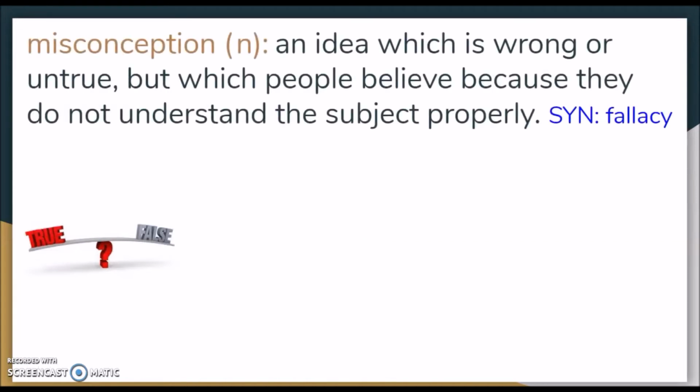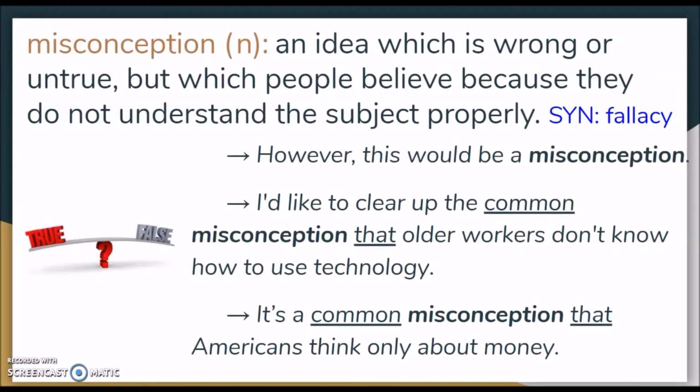Okay, the other word is... it true or false? Misconception. So this is an idea which is wrong or untrue, but which people believe because they do not understand the subject properly. In the text it says, however, this would be a misconception. So that means this idea is wrong or untrue, but people believe that because they don't understand. Okay, so this is misconception.